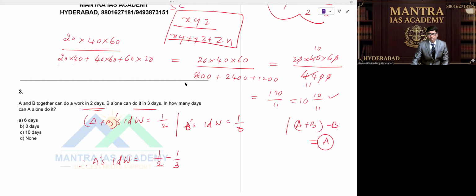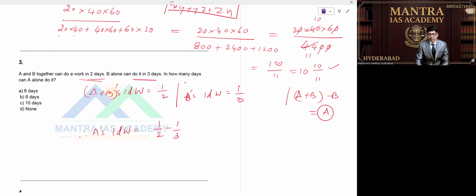1 by 2 minus 1 by 3. I told you the best method of doing this: 2 into 3, you can write 6 directly. 3 into 1 minus 2 into 1, that is 1 by 6. Therefore, A can do the whole work alone in what time? In 6 days. This is the way of doing it, beta.